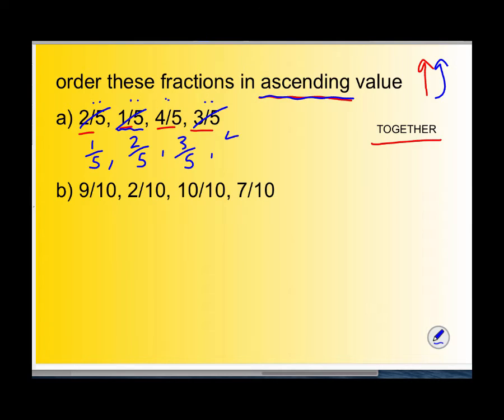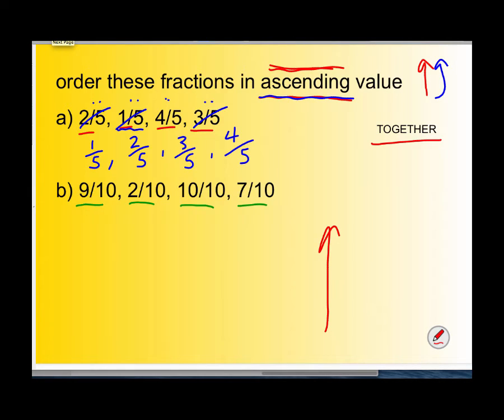Up again, 4/5 is the next highest value. Wonderful. Let's have a go at these ones down the bottom here. You've got 9 tenths, 2 tenths, 10 tenths, and 7 tenths. Let's put them in order of ascending value. It means they're going to go up.